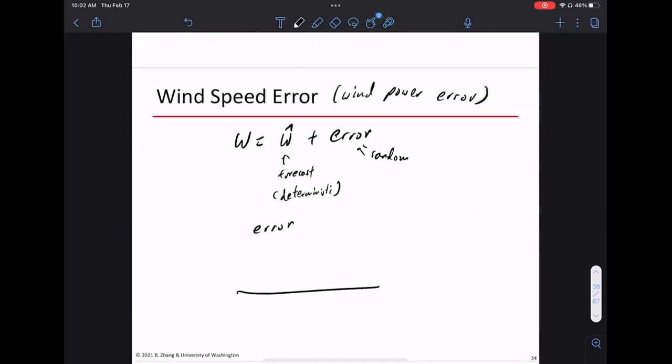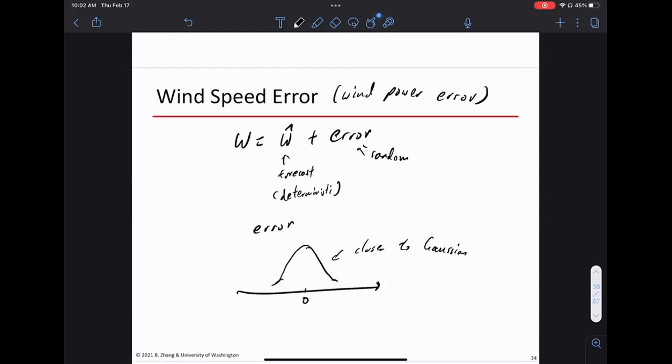So the error typically looks much more Gaussian. Okay, that's what your error looks like. This is the PDF of the error, and this is closer to Gaussian, at least in first approximation. At least when you first start to look at it, it looks like Gaussian, right?